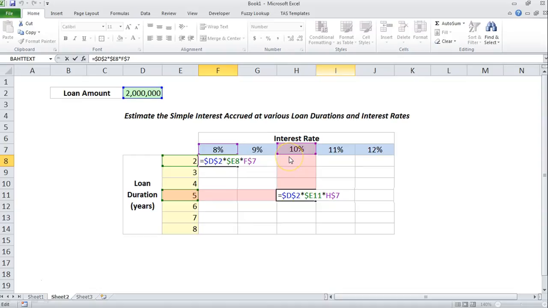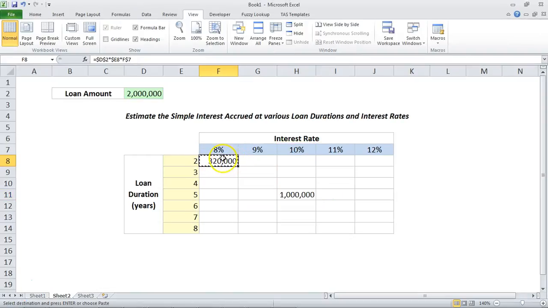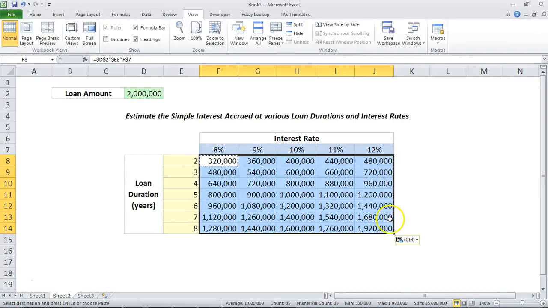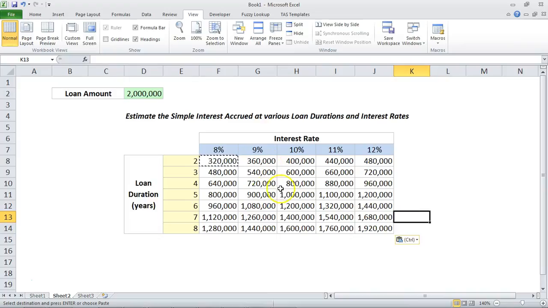So you can see that combining absolute and relative cell references has made this formula so flexible that it works for every cell in this table. Now I can just copy the formula and paste it in all the cells to calculate the accrued interest for each cell in this table.